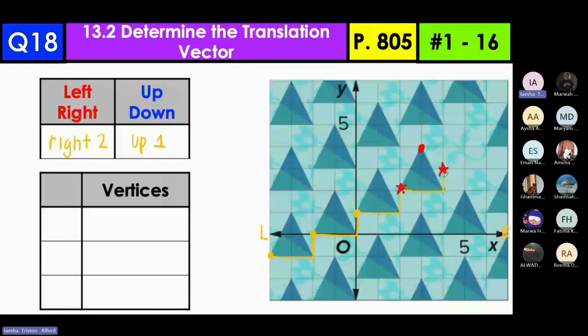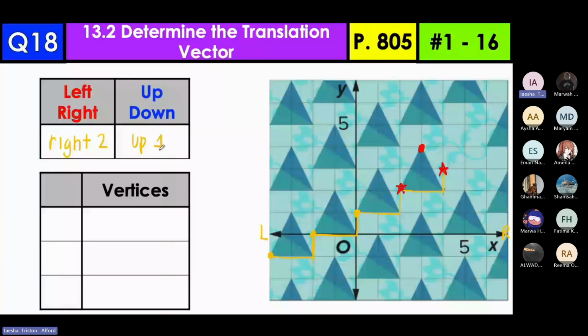That is what translation does. It repeats the same pattern again and again to move the shape, but not change it. All these triangles are the exact same: the same size, the same shape, the same direction. The only thing we're doing is moving the place. So to get this picture that you see, we keep moving right 2 and up 1.